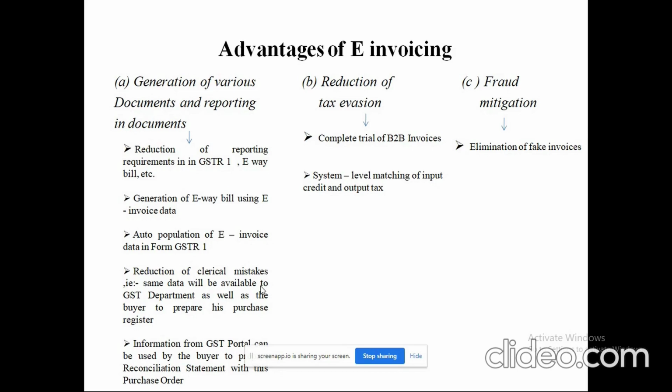Then the next advantage, complete trail of B2B invoice. It will help in reduction of tax evasion because every B2B supply is being reported in IRP. So complete trail is available.